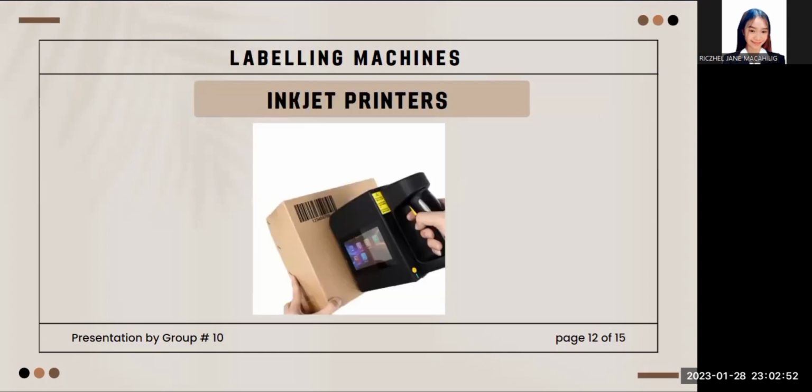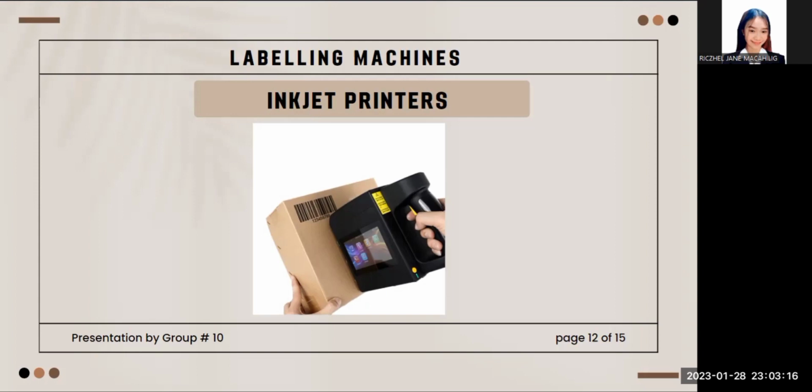So tapos na tayo sa packaging machines. So the next one is labeling machines. So labeling machines are categorized based sa mga function they are intended to perform in the labeling process, like printing, dispensing, and attaching. So the first example here is the inkjet printers.